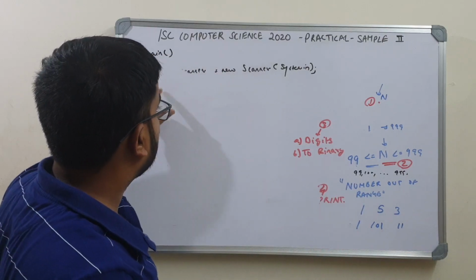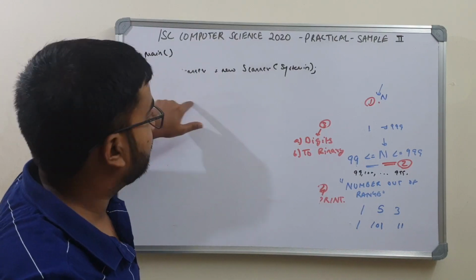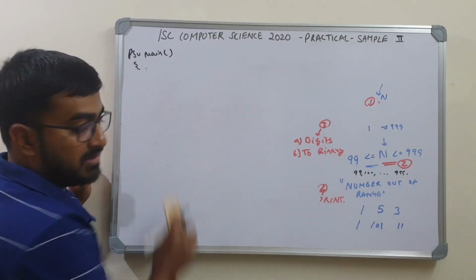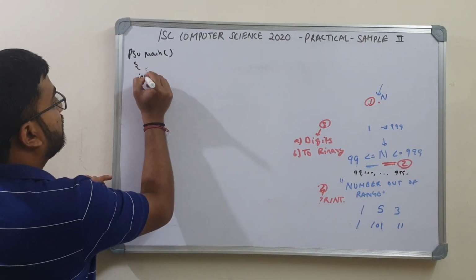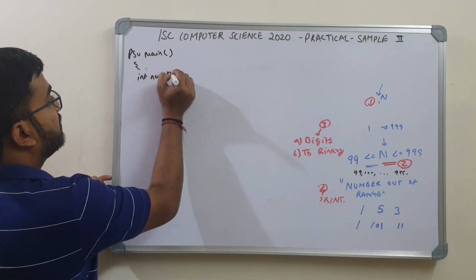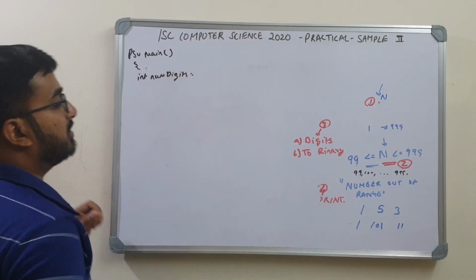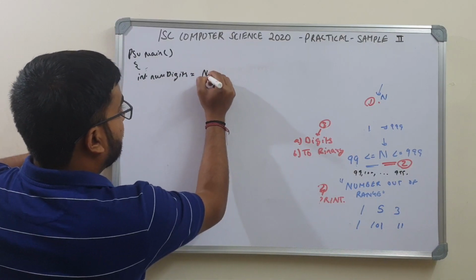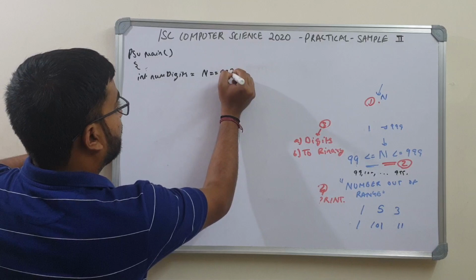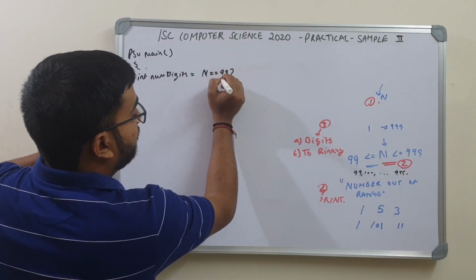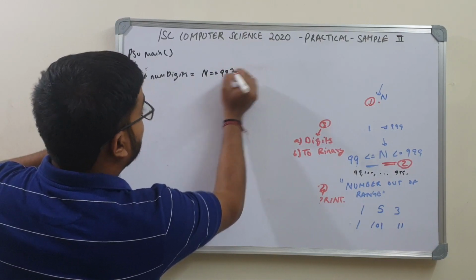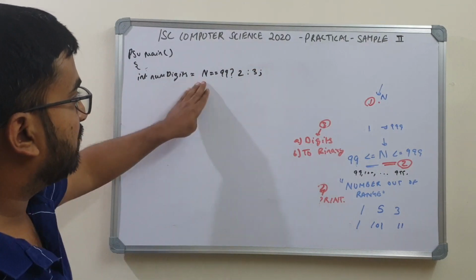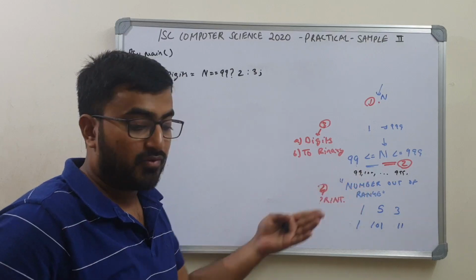So you can add a check: if n is 99, the number of digits is 2. For example, you can say int num digits is equal to, if n input is 99, this is a ternary operator, the number of digits is 2, else the number of digits is 3. So this is a smarter way to go about it.